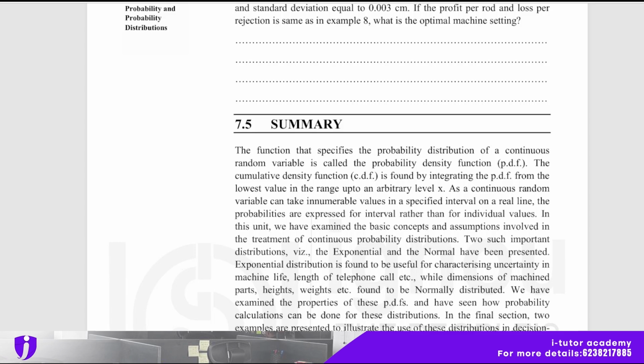In this unit, we have examined the basic concepts and assumptions involved in the treatment of continuous probability distributions. Two such important distributions, the exponential and the normal, have been presented. The exponential distribution is found to be useful for characterizing uncertainty in machine life, length of telephone calls, etc., while dimensions of machined parts, heights, weights, etc., are found to be normally distributed. We have examined the properties of this PDF and have seen how probability calculation can be done for this distribution. In the final section, two examples are presented to illustrate the use of this distribution in decision making.